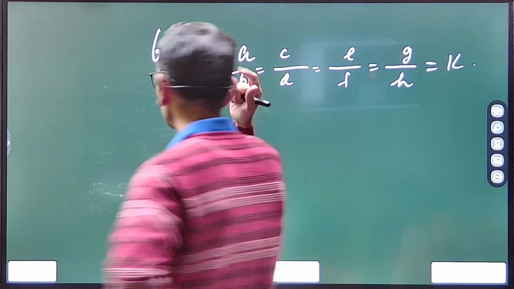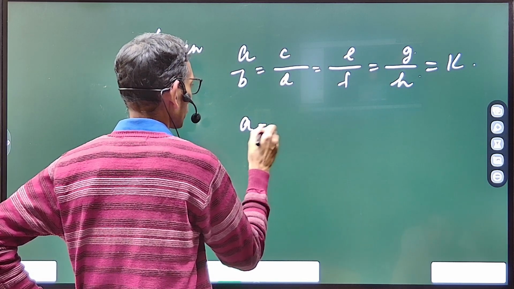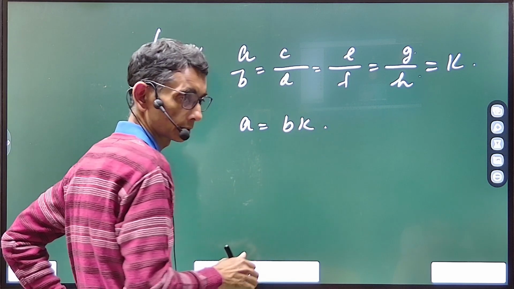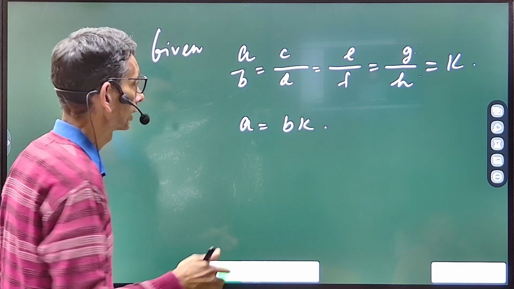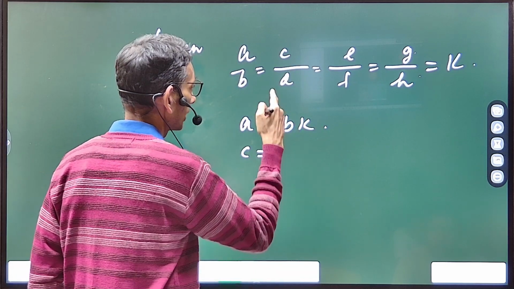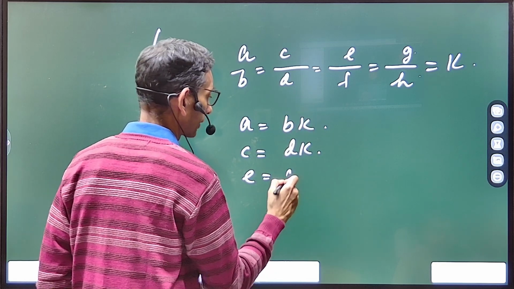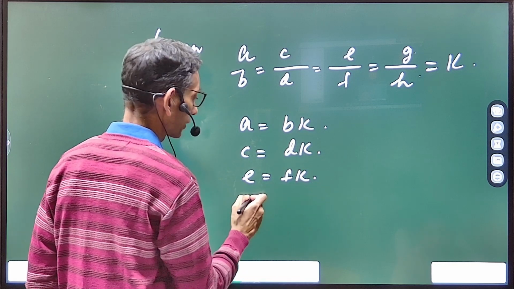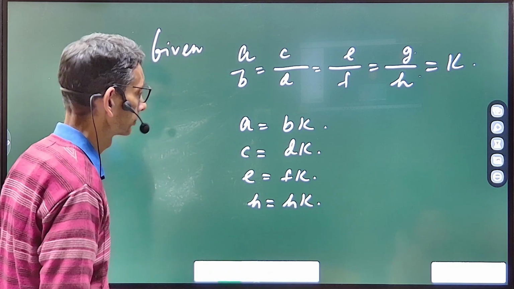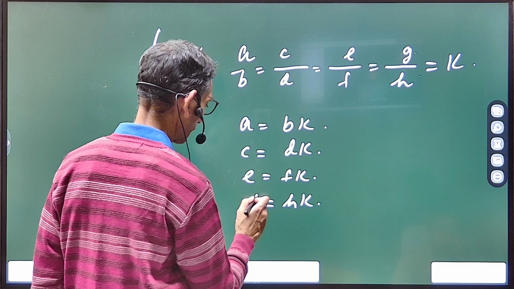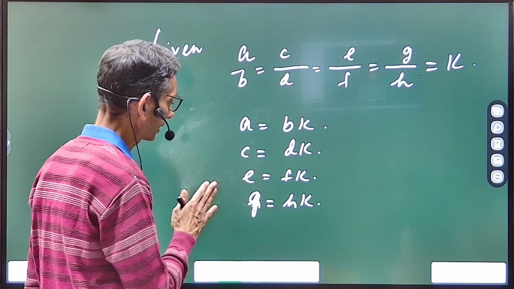So now we'll calculate the values. We'll find out the values of a, c, e, g. a is equal to what? b into k, right? Do you know this? If you find a, it will be b multiplied by k. Then what is the value of c? c is d k. What is the value of e? f k. What is the value of g? h k. You got this? You got the values of a, c, e, g.